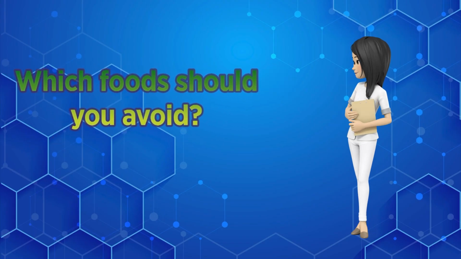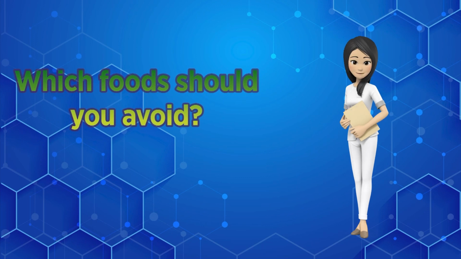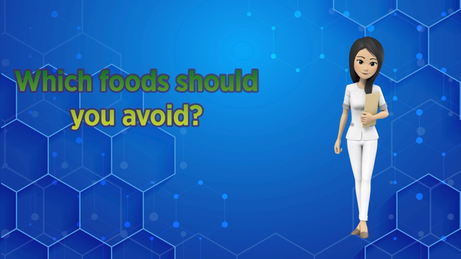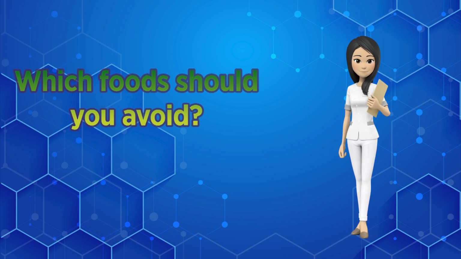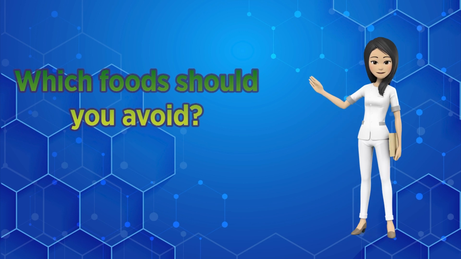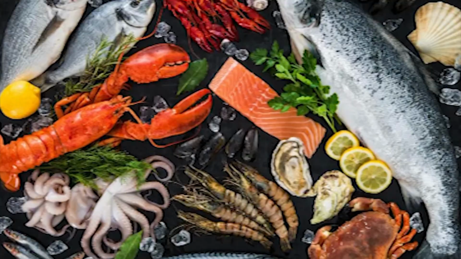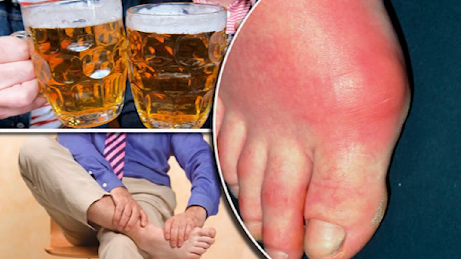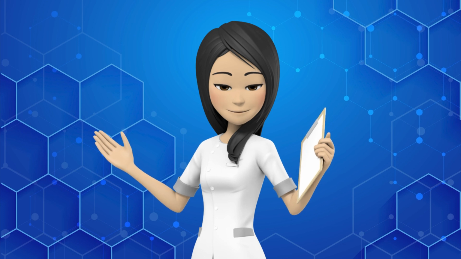Which foods should you avoid? A gout-friendly diet can help control uric acid levels in the body while also improving overall health. According to the American College of Rheumatology, a diet high in the following foods can lead to gout: seafood, red meat, sugary drinks, alcohol. All of these foods are high in purine.